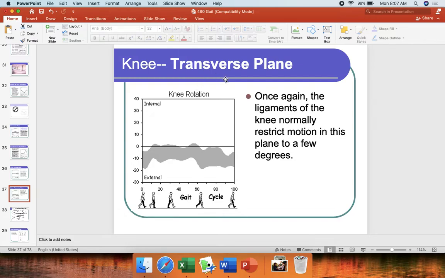Last one is our transverse plane. So this is the rotation of that knee, internal and external rotation. So you can see once again that there's just very little internal and external rotation of the knee. We're going to be centered here about 10 degrees on that external rotation. Again, just to help us accomplish our gait throughout. You can see that some people are going to be right at 0 in a neutral position, but most people are going to be here externally rotated just slightly.